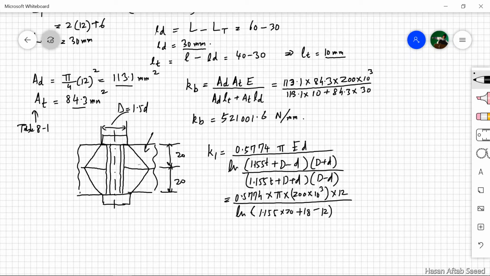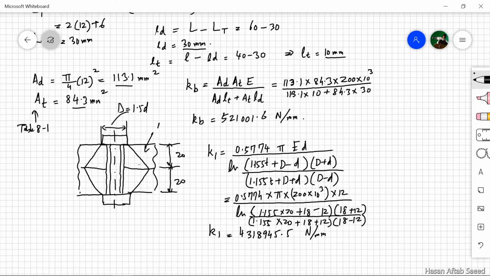18 minus D 12, and this is 18 plus 12 over 1.15520 into 20 plus 18 plus 12 over 18 minus 12, and this turns out to be slightly a big number, 4318945.5 Newton per millimeter. Now this is K1.